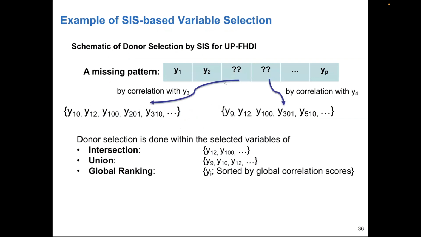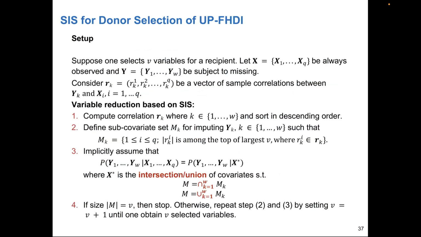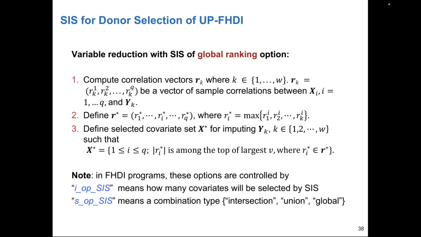For example, suppose variable Y3 has correlation scores sorted like this: variable 10 is the highest correlation score, variable 12 second, like that. For Y4, we have correlation scores like this: Y9, Y12, Y100, and so forth, in descending order. So if we find the intersection, then Y12 and Y100 would be very important for donor selection. And we can simply use union or global ranking, and so on. So this is the detailed algorithm for the union, intersection or global ranking. I just want to skip that.